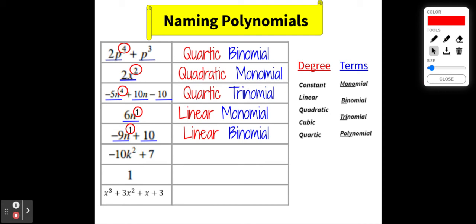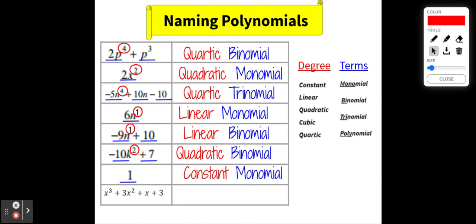In the next example, the first term has k to the second power, so that is a degree of 2, and we call that quadratic. Being that it has 2 terms, that would be a binomial. So quadratic binomial on this one. Now, in the next example, you see just the number 1, just like if it was the number 5 or 10 or -2. There isn't any variable. If there's no variable, that means there's no power, and that would be considered just a constant. Being that there's just one term, we call it a monomial. So just a constant monomial.